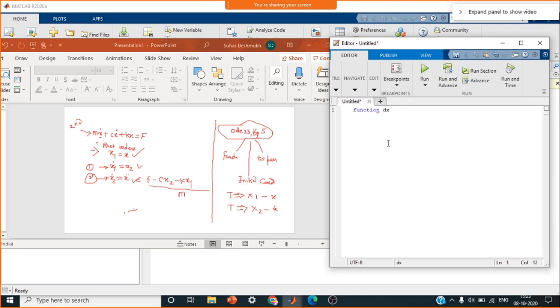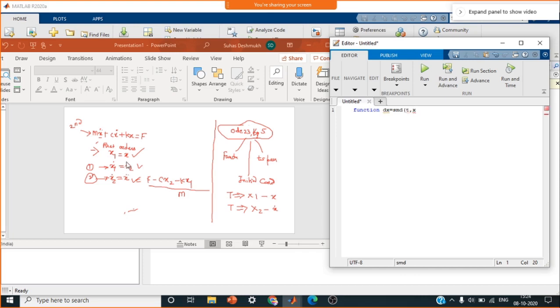The output is my derivative, because I'm going to get dx1 dot and dx2 dot. These both will be clubbed into a single variable, dx. The first variable will be x1 dot, the second will be x2 dot. Then I give the name as a string, mass damper, shortly SMD or something. And I'm going to supply two things: time and an initial condition.